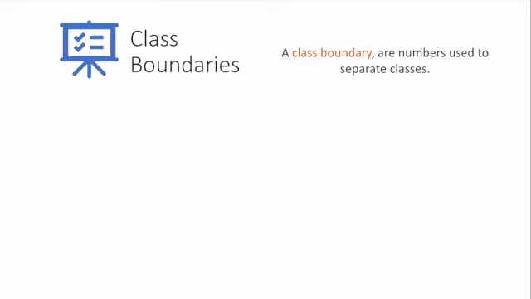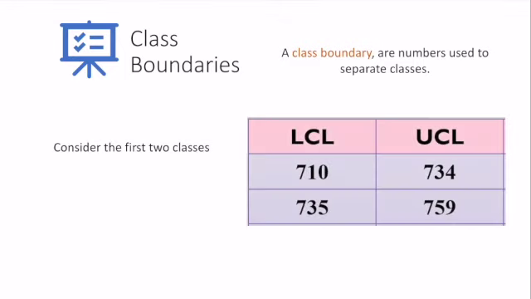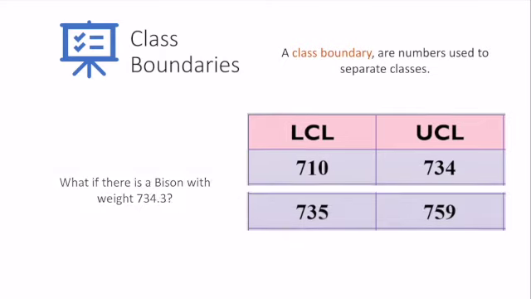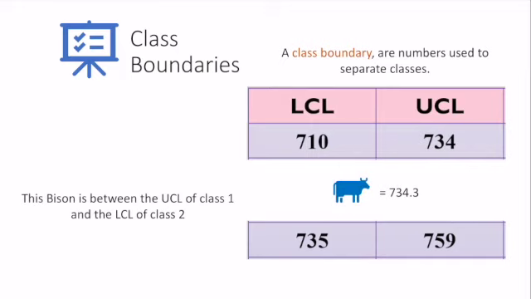Class boundaries are the numbers used to separate classes. So let's consider our first 2 classes. We have 710 to 734 and 735 to 759. The problem is, what if there was a bison that weighed 734.3 pounds? Which bin does it belong in? The bison is between the upper class limit of our first class and the lower class limit of our second class. So we don't know where this poor bison goes.